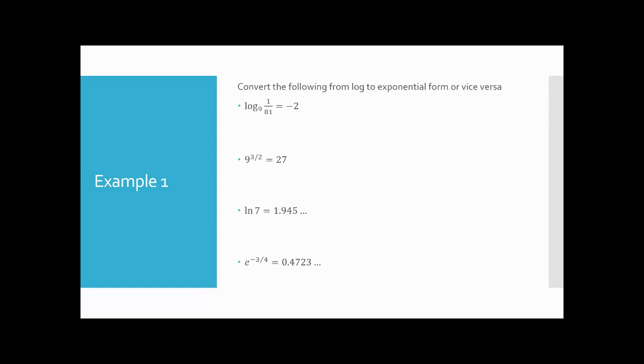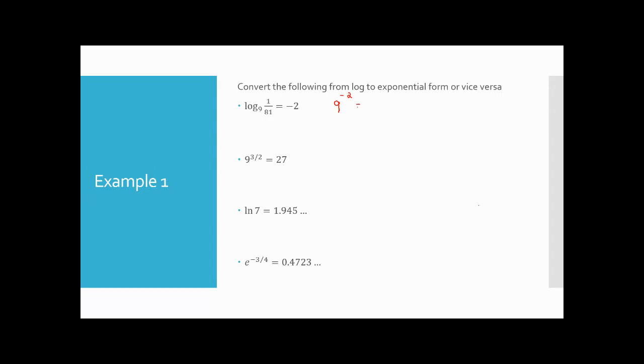So this first one, we have log base 9 of 1 over 81 equals negative 2. So when we convert this to an exponential, I always start with what the base is. So the base is the underscore for the log, that's 9. So this is going to be base 9, so 9 is going to be under the exponent. And then whatever the log is equal to is always the exponent. So since this is equal to negative 2, that is going to be my exponent.